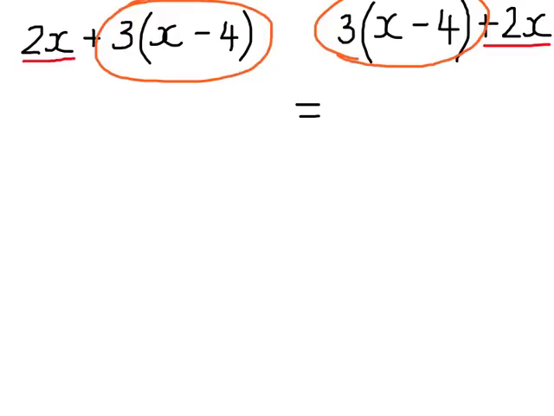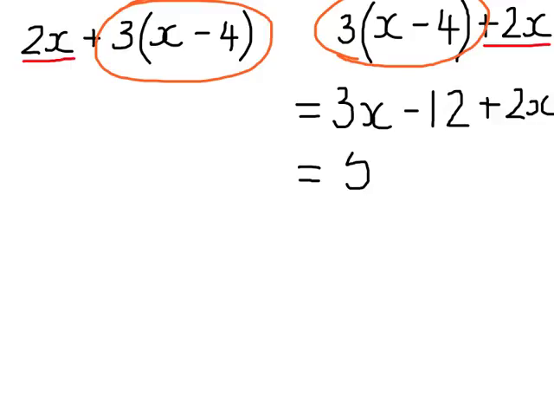So we've got 3 outside of x minus 4, so 3 times x is 3x. Then 3 multiplied by negative 4 is negative 12. And then we're going to carry down that 2x. But as you see, we've got to simplify it. So 3x plus 2x is 5x. And we've still got minus 12, and there's our answer there. So that is how to expand brackets.